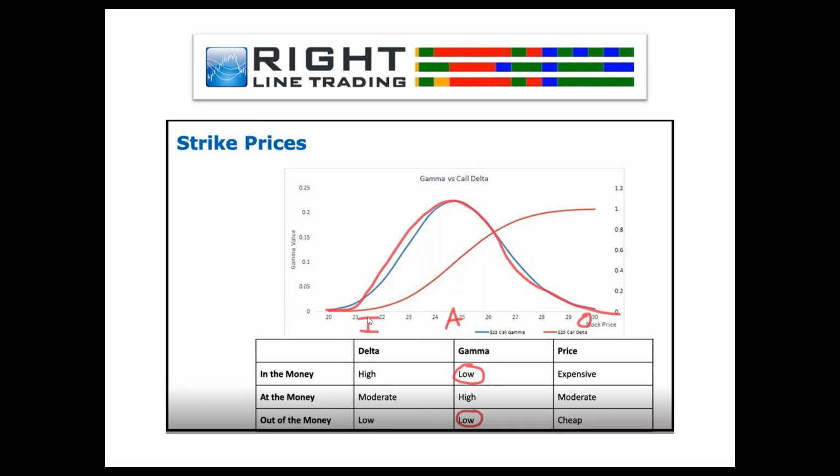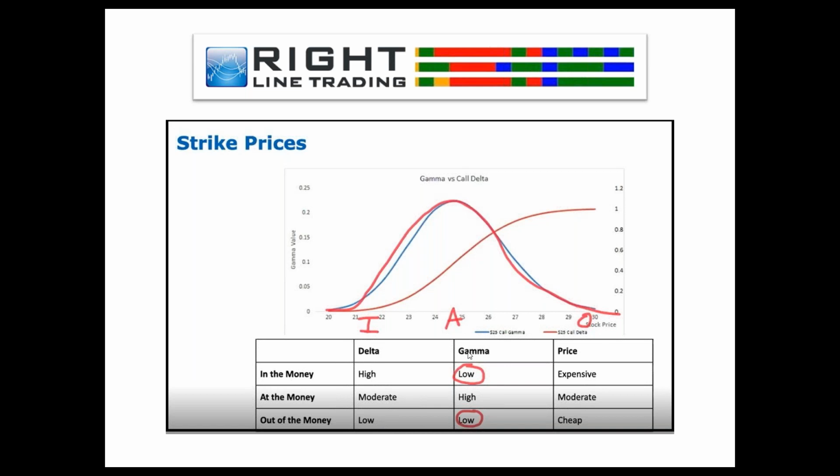Here's an in the money, here's an at the money, and here's an out of the money. So if you're buying in the money, the delta is high. For every incremental change in price of the stock, you're going to get almost in lockstep a nice change in price of the option. If you buy an at the money, the delta is moderate. And if you buy an out of the money, the delta is low.